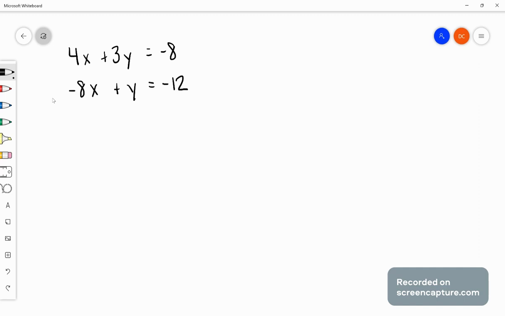So in the substitution method before, if you looked at the substitution video, I had solved this equation, this negative 8x plus y equals negative 12. I had solved this for y. And so this became y equals 8x minus 12. And I substituted that into the other equation for the y, right? And that's how we use the substitution method.